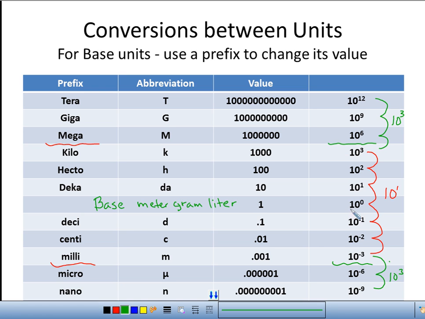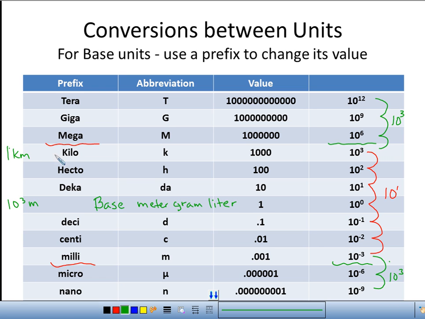Now, how am I going to know that? To go from kilometer to meter, I have to count 3 tens: 1, 2, 3. And so I can say that 1 kilometer is 10 to the 3 meters. Well, how many millimeters is that? We'll keep going.